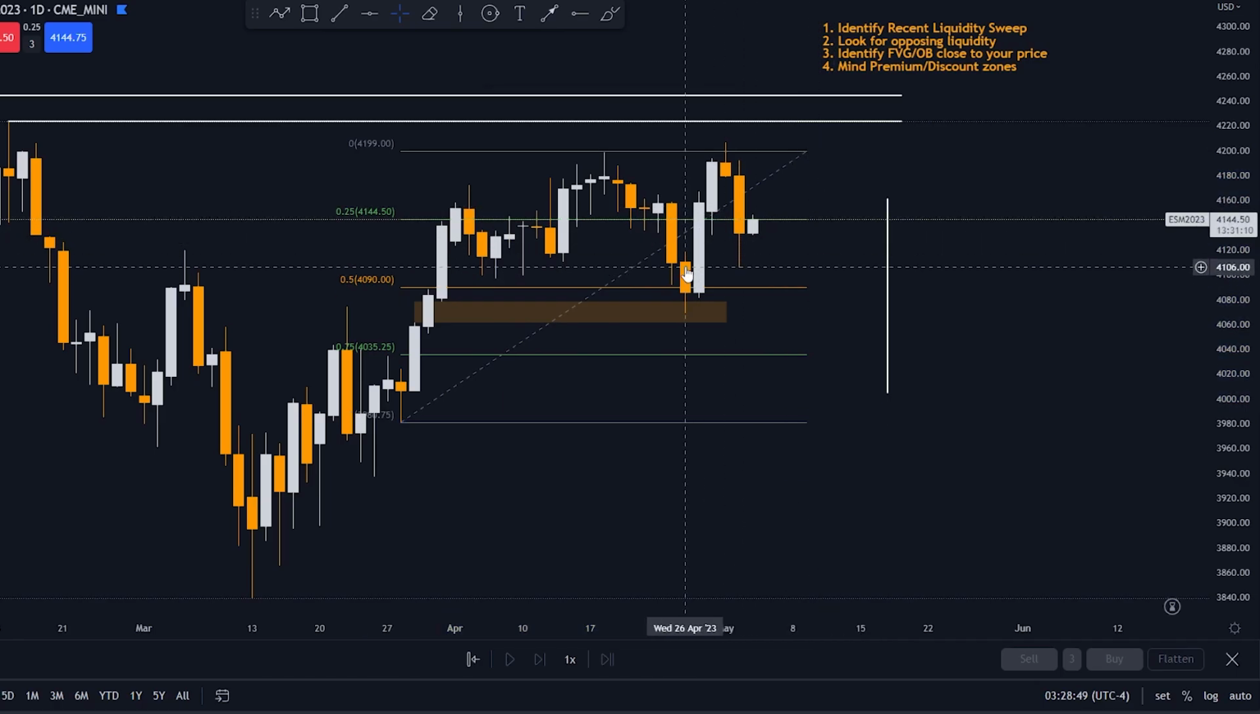We can also see that we got this high here. And you do not want to be bullish in the premium. You want to wait for discount, look for the fair value gap or order block, and enter on that one. And that is your point of interest right now.